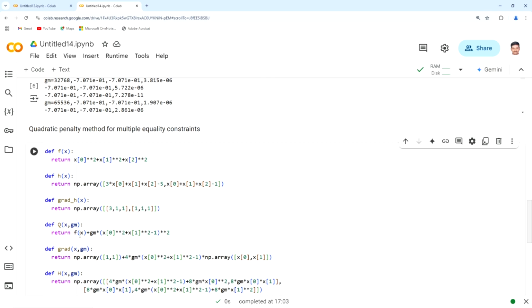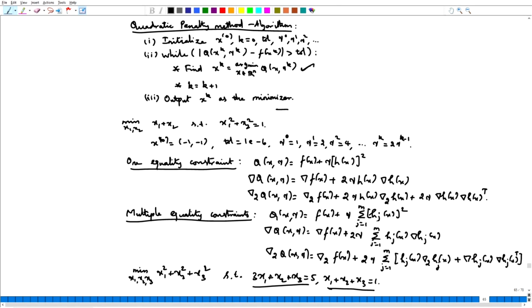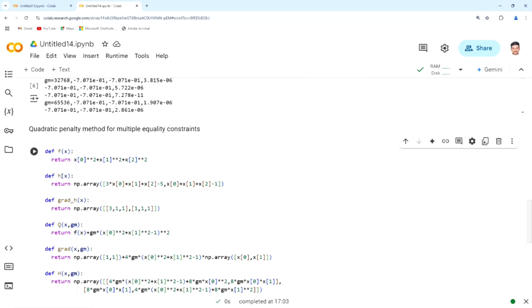So, we can write q as f of x plus gamma into. So, if you recall from here, yeah, so it is f of x plus gamma into h1 of x the whole squared plus h2 of x the whole squared, right. But instead of writing them one by one, given that we have defined it here, we will write it as follows. We can write it as h of x dot h of x. Okay. So, we are just taking the dot product of this vector with the same vector. Okay. So, that is just sum of h of x the whole squared, right. So, I mean this is a simpler way of doing this.